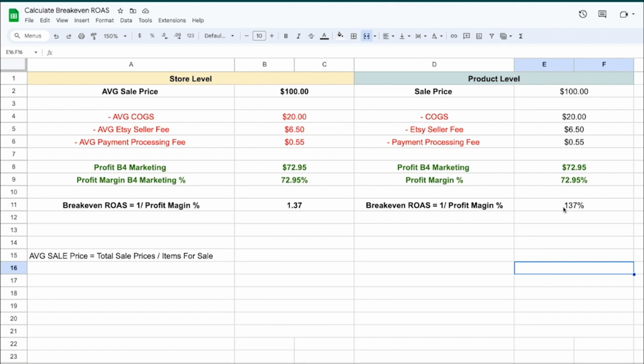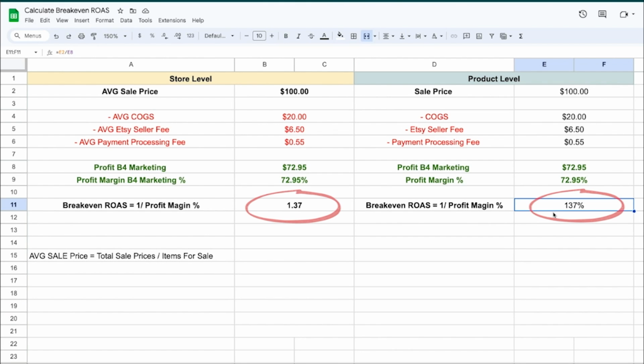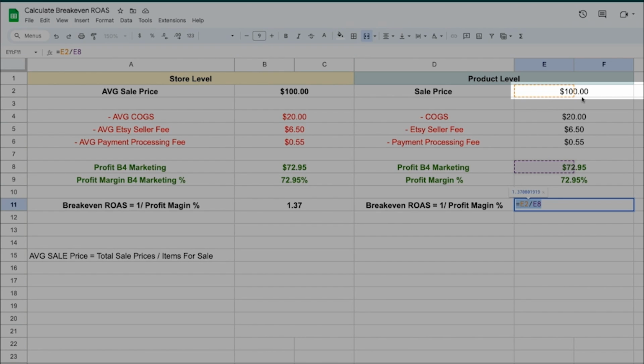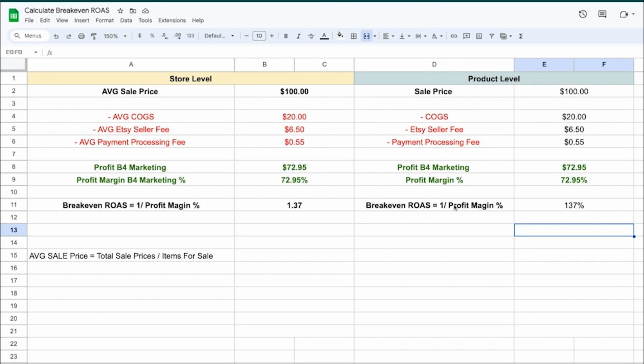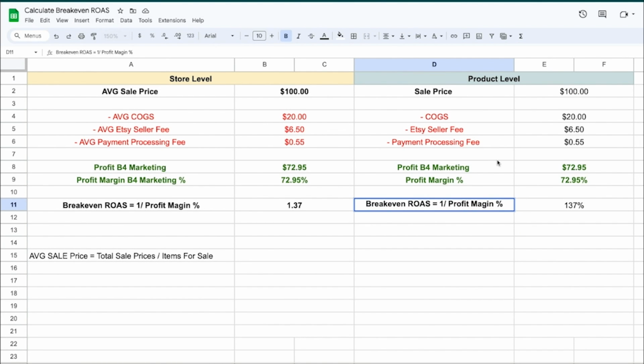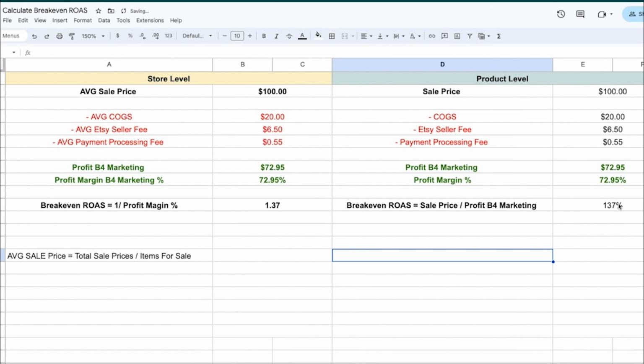And the only difference here, which I just put here, you get the same result, but there are actually 2 ways to calculate this. This one is 1 divided by your profit margin percentage. This one is your sale price divided by your profit before marketing. So that gets you the same result. It's just 2 different ways to look at it.